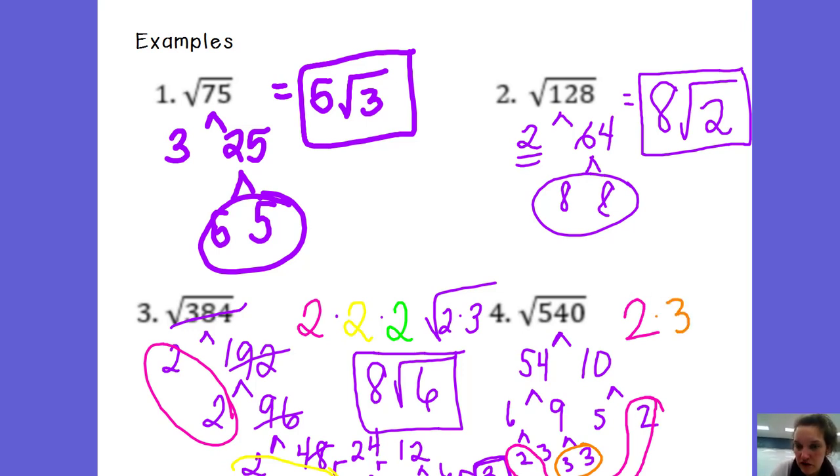So I'm going to multiply those, 2 times 3. And then I have my 3 that doesn't have a buddy. And I have my 5 that doesn't have a buddy. So this ends up being 6 root 15.